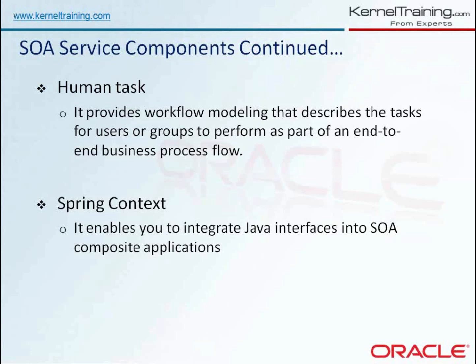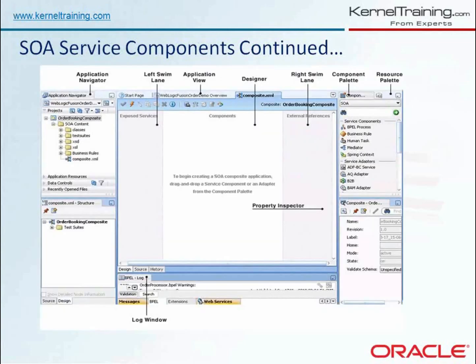Okay. Now we will see a diagram of how it looks. You can see over here, this is basically a screenshot of JDeveloper, a tool where you will design and have control over different service components and its activities. You can see the left hand side shows the application navigator.